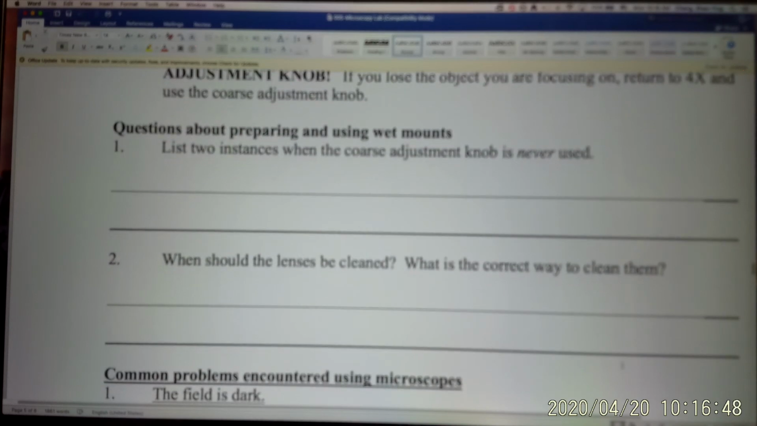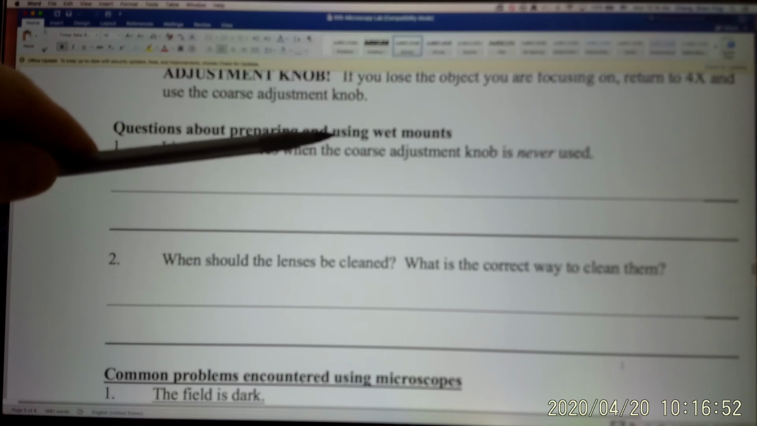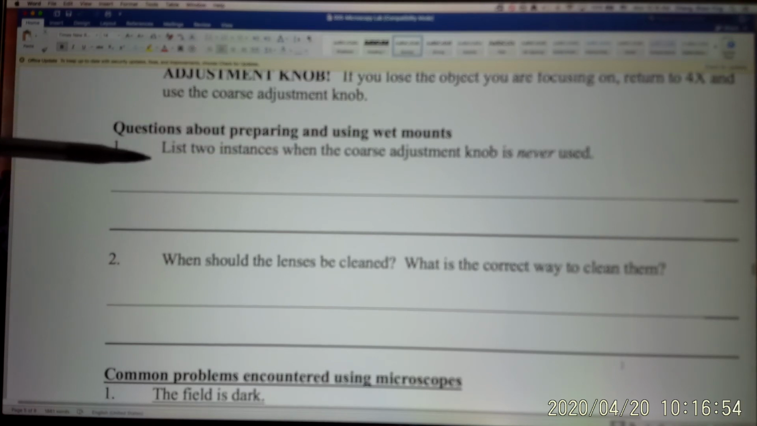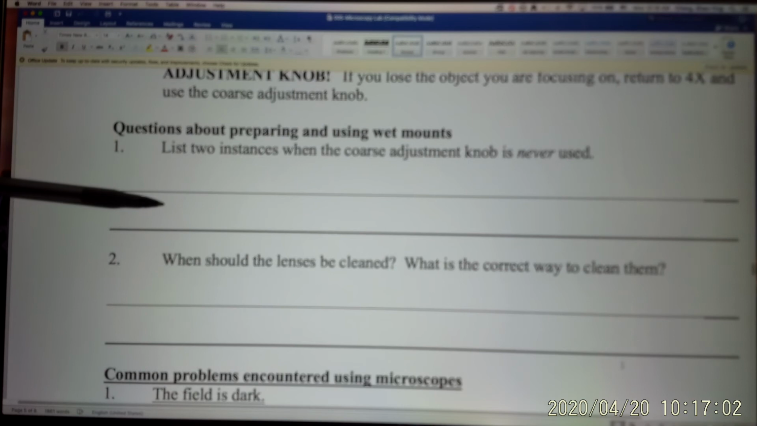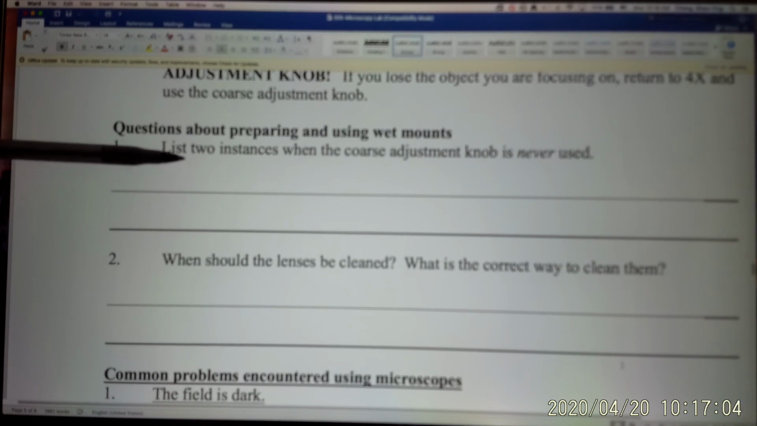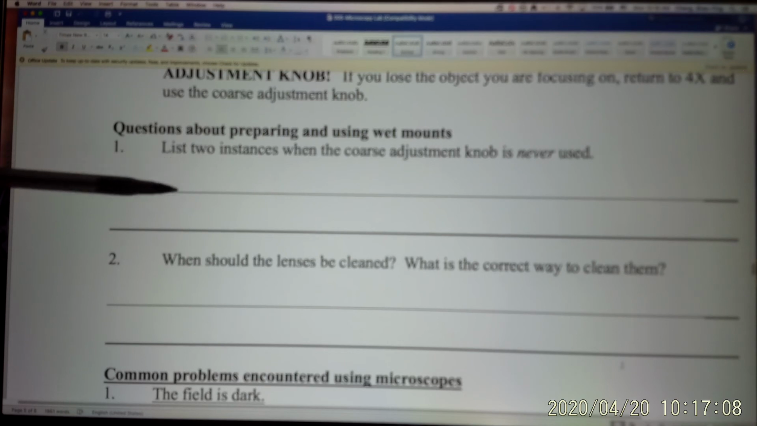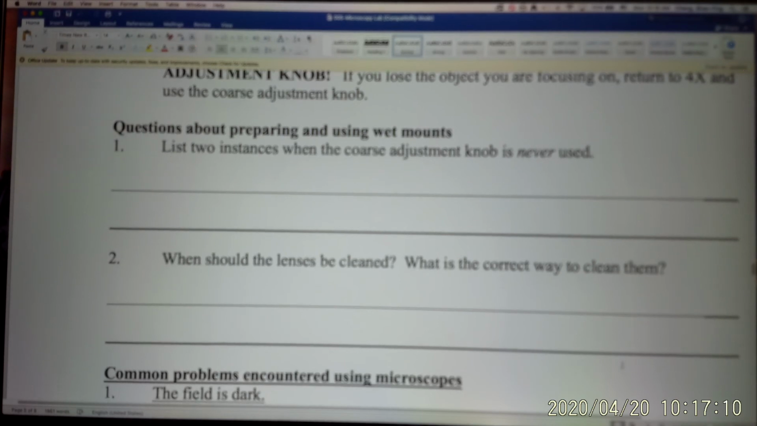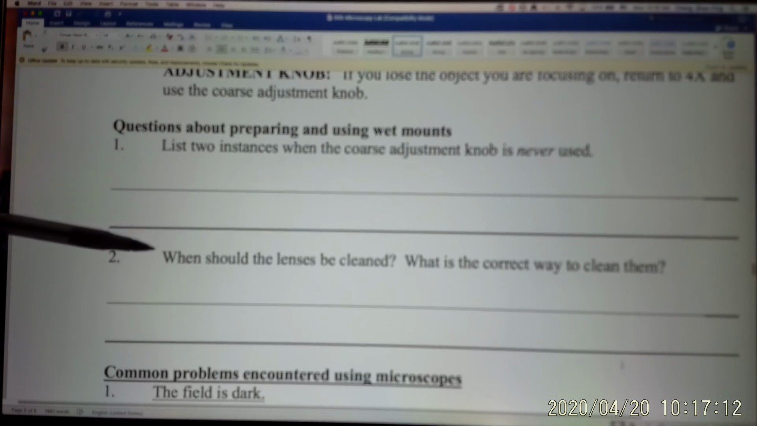The question part is: list two instances when the coarse adjustment knob should never be used. One is when your sample is very close to the objective. And the second one you can say is when you are in high magnification, because when the sample is very close to the objective, it's usually a high magnification situation. And you clean the lens with lens tissue. You don't use your normal tissue to clean the lens because it has too much fiber.